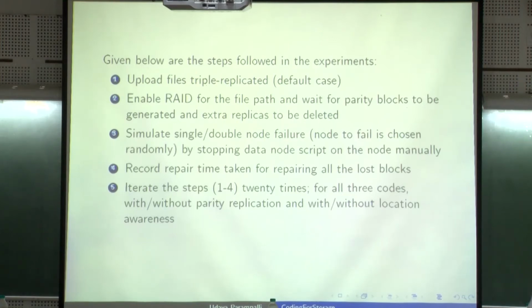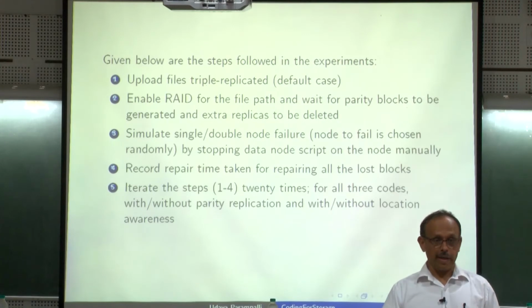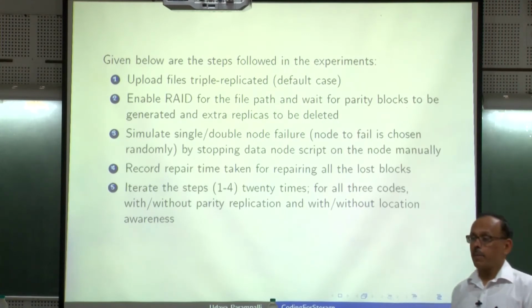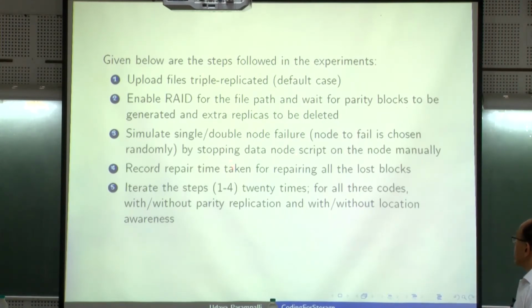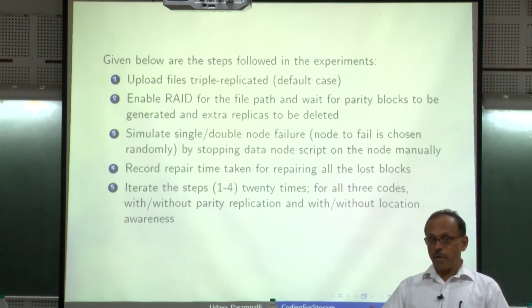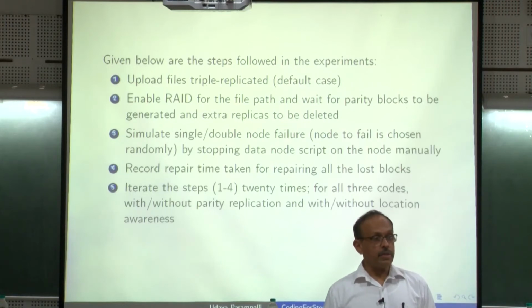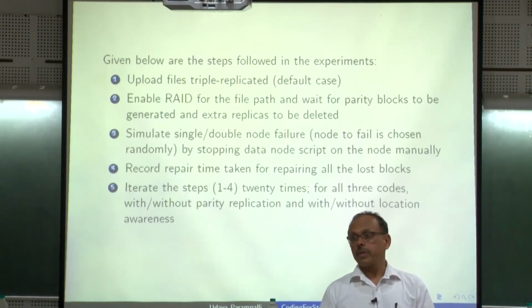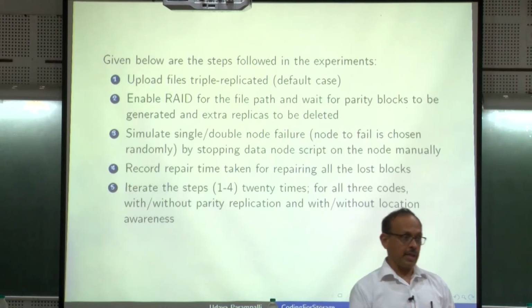So the first step is uploading a file to the triple replicated file, then enabling RAID. Then simulate single or double node failure. Once it's all been RAIDed, you manually go and make these nodes fail, just like what we did in the demo, by stopping the data node script manually. Then record the repair time and repair all the lost blocks. Once it is repaired, it will generate all the log files, and by going through the log files you can record various things.